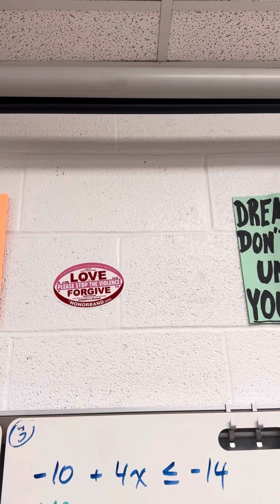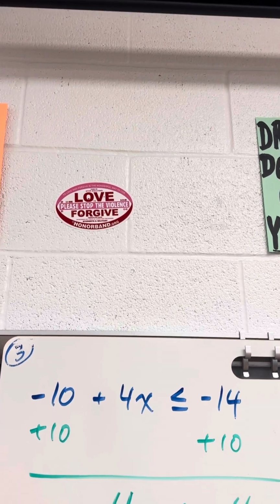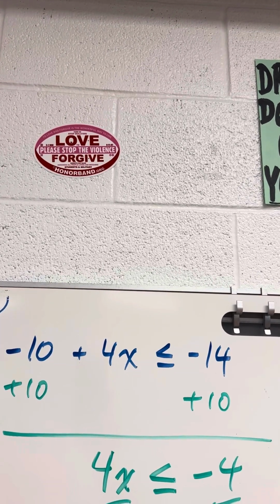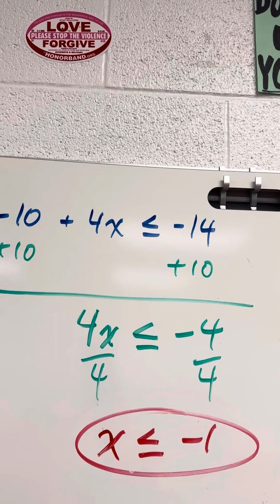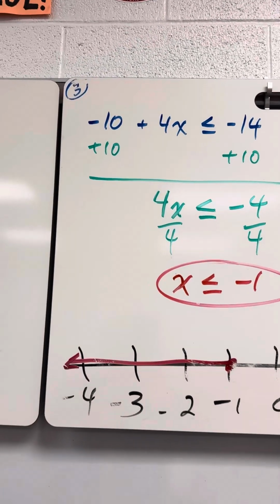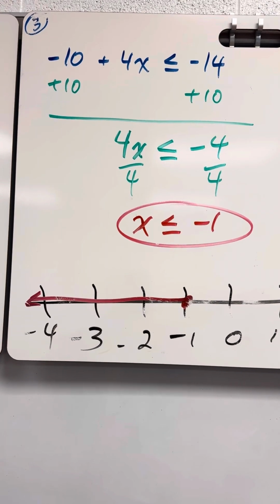Negative 10 plus 4x less than or equal to negative 14. You add 10 to both sides. 4x less than or equal to negative 4, divide negative 4. X less than or equal to negative 1. Filled in circles, because it's less than or equal to, shade to the left.